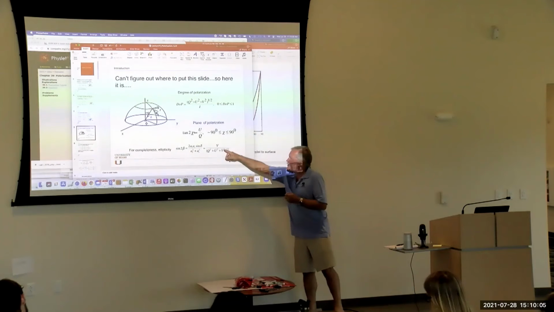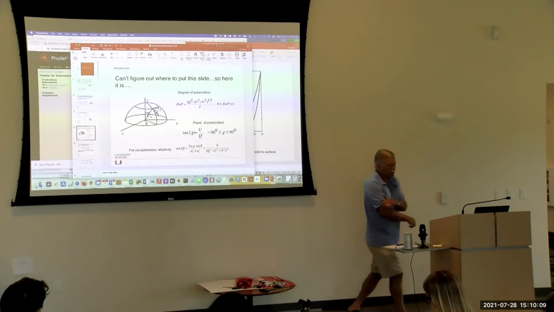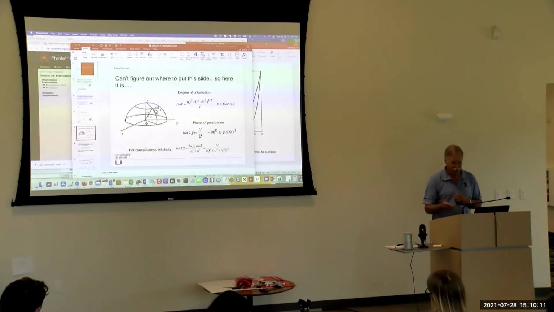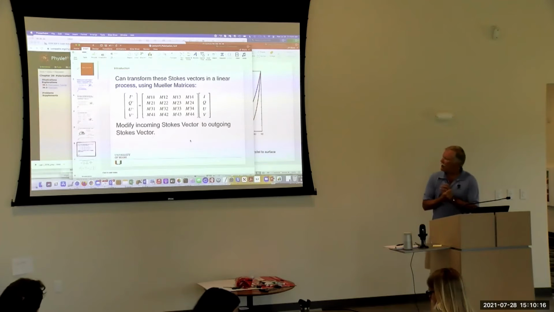Ellipticity is basically how much of the light field is circularly polarized versus linearly polarized.